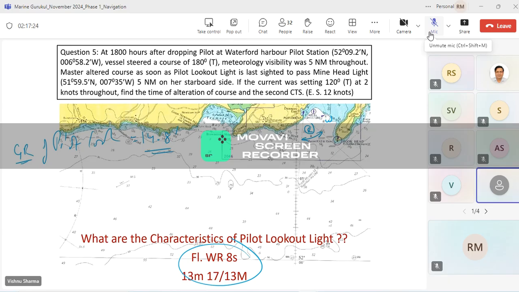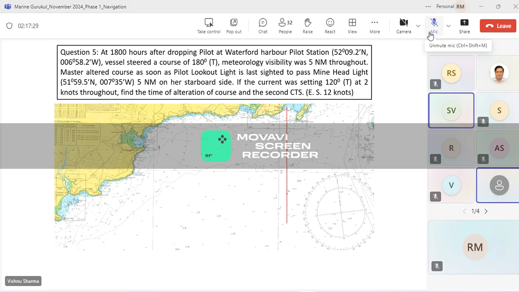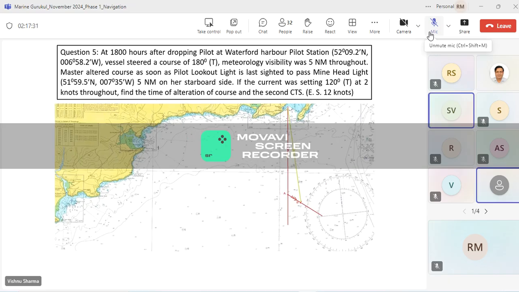Now tell me. Red sector. White. From where has the green come? There are only two colors for the light, red and white. This is the red sector. This is the white sector, right? Now tell me, is it in the red sector or the white sector?